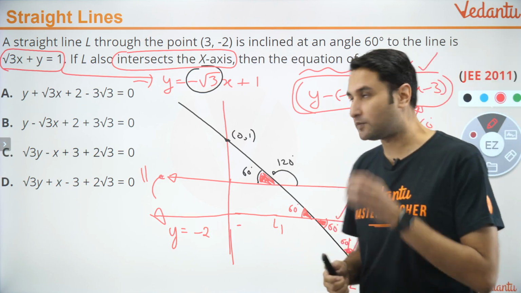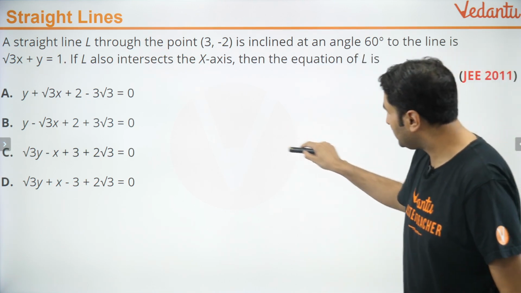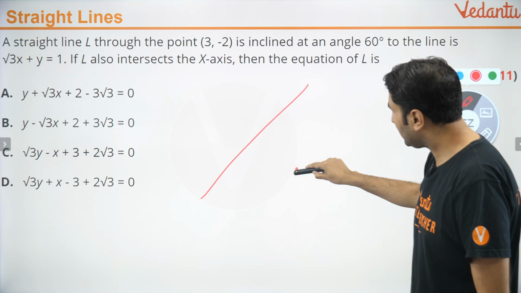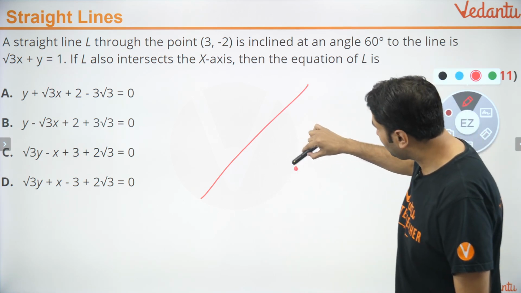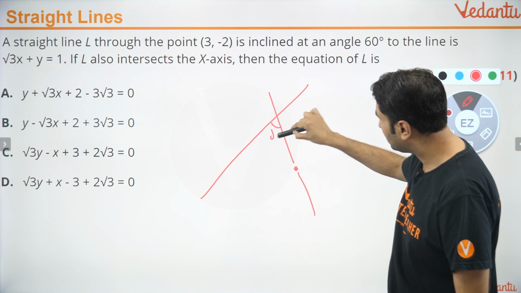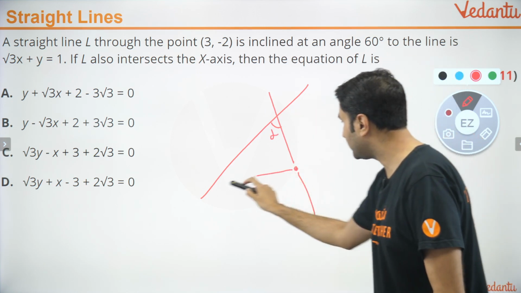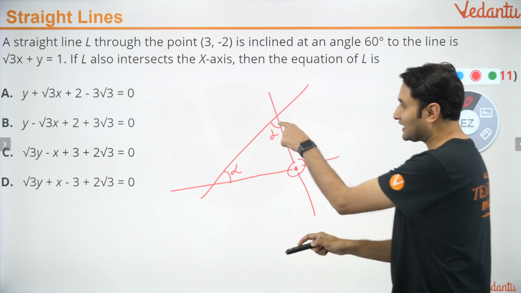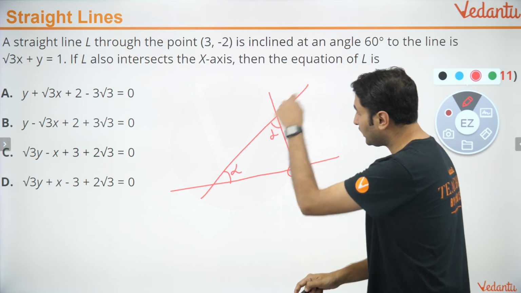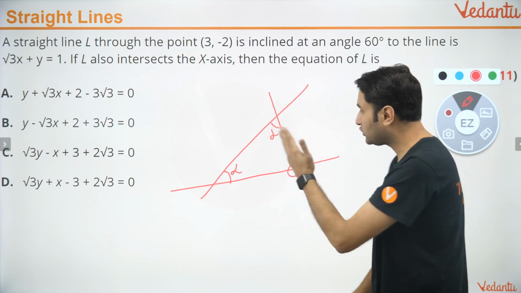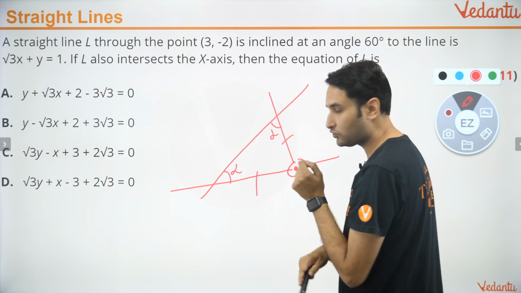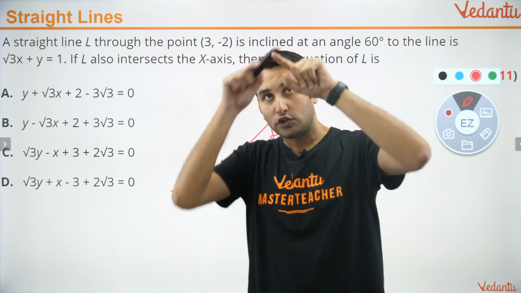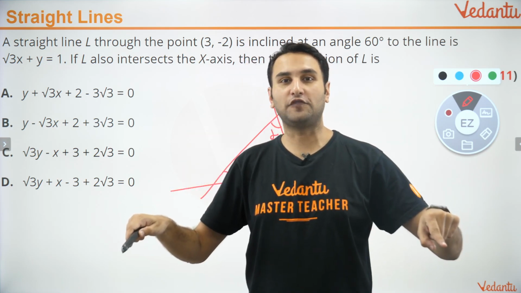So why are two lines possible, beta? If there is a given line and from any given point you have to make a line which is inclined at an angle alpha, how many such lines are possible? Two lines, because another line can be this. So from a given point, inclined at an angle alpha to a given line, two lines can always be drawn, because you can have an isosceles triangle like this.